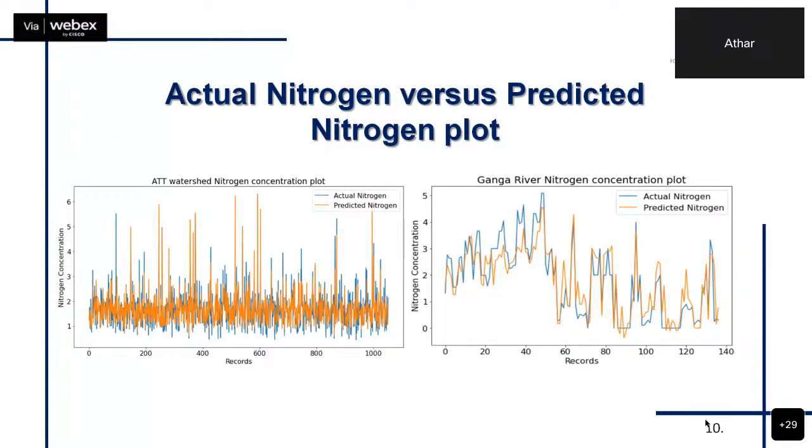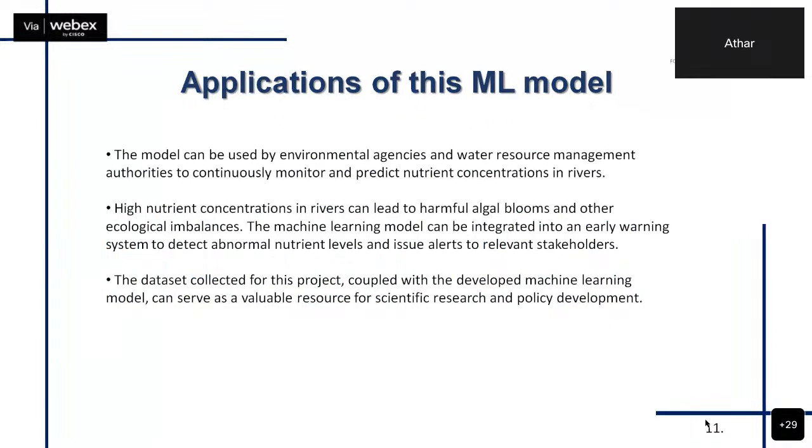This graph shows the plot of the actual nitrogen versus the predicted nitrogen by the artificial neural network model. The left one is of the ATT watershed and the right one is of the Ganga River. Now from the plot we can see that the model has predicted values very close to the actual ones.